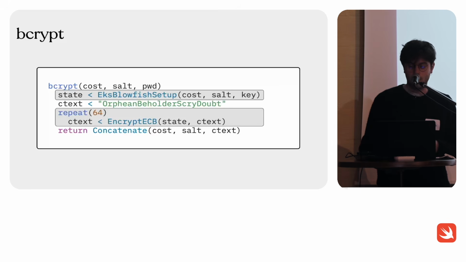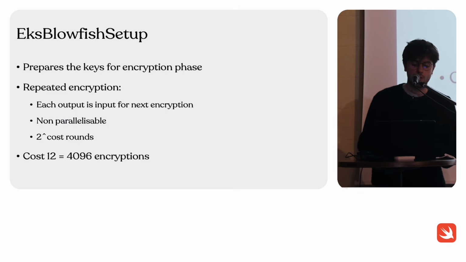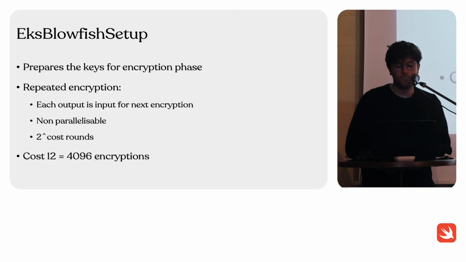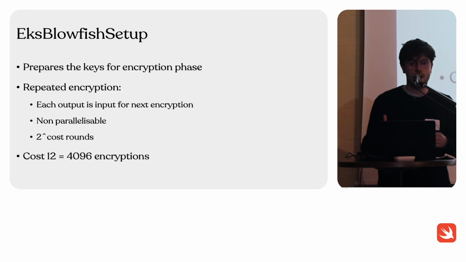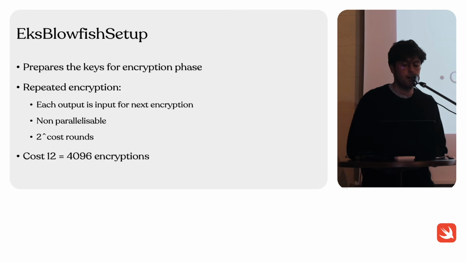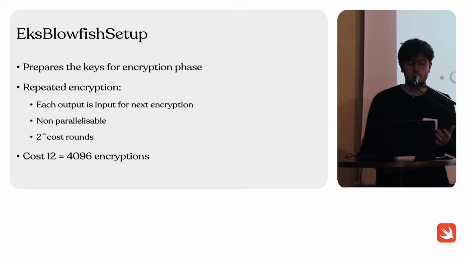The setup phase is the one preparing all those keys and is actually the one driving the main complexity of this function. Internally, it's based on a cipher called Blowfish, which was enhanced to take a lot of CPU and memory to slow down the algorithm. It's essentially just a repeated encryption of an initial constant value, where each output of the encryption is used as input for the next one. This is obviously not parallelizable because it's sequential by nature. And this encryption happens 2 to the power of cost times. So with a common cost like 12, it means that we are already encrypting 4,096 times before even hashing the password. So how can we speed this up?